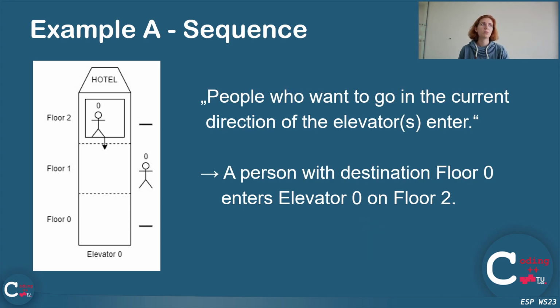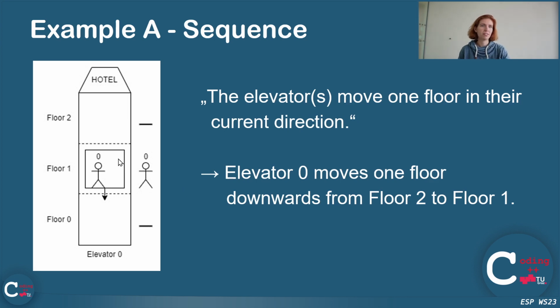The next step, people who want to go in the current direction of the elevators enter. This person wants to go to floor 0, which is downwards. The elevator is currently going downwards, so this person enters. We once again put a placeholder marker here. And the elevator moves one floor.